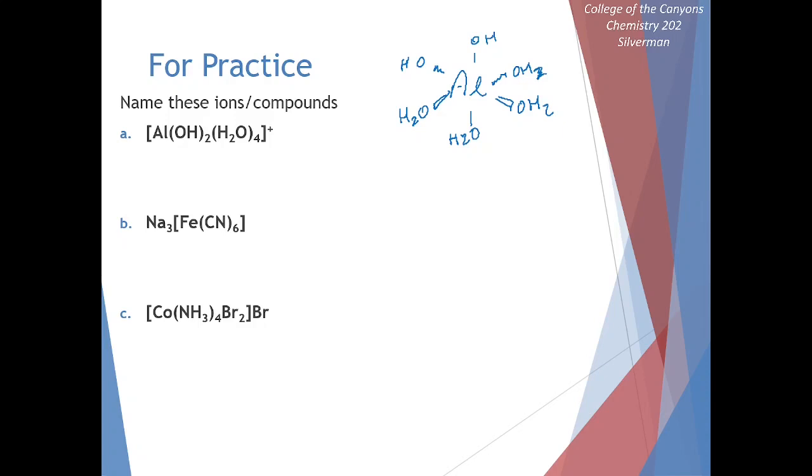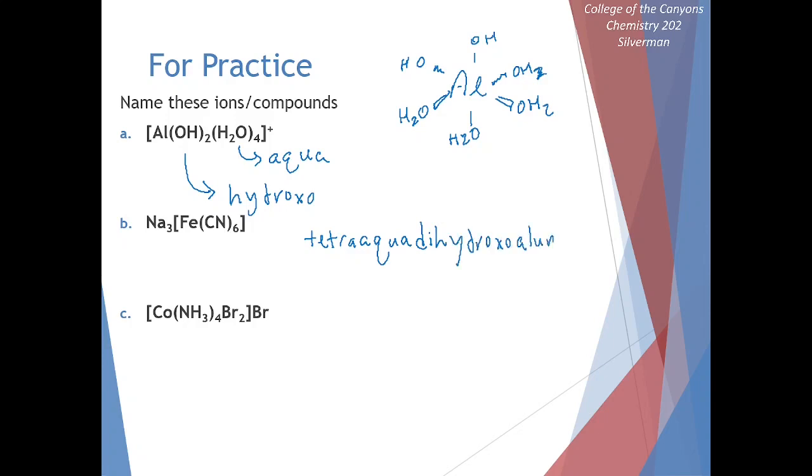We'll list out our ligands alphabetically. We call water aqua. We call hydroxide hydroxo. And so alphabetically, we'll have this as tetraaqua, dihydroxo, aluminum, (III).